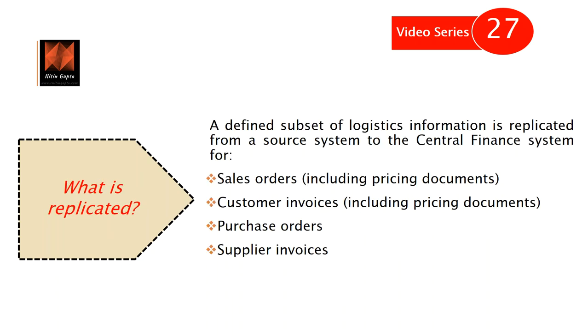What is replicated? A defined subset of logistics information is replicated from the source system to the central finance system. It includes sales documents, which include sales orders, which include pricing documents, customer invoices, which include pricing documents, purchase orders, and supplier invoices. So these are the data which is visible in the CFIN system. It is replicated via AVL.